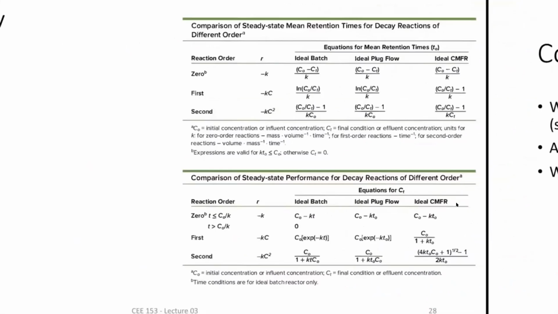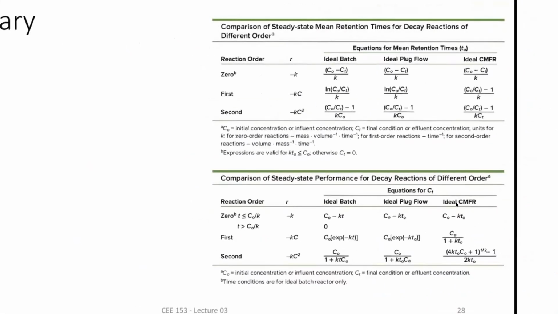And this is the equation for zero order, first order, second order. I would say don't worry about all that. This is just for your cheat sheet. If you imagine you had exams and you want to write the mean residence time formula or the effluent concentration, this is what we solve for.